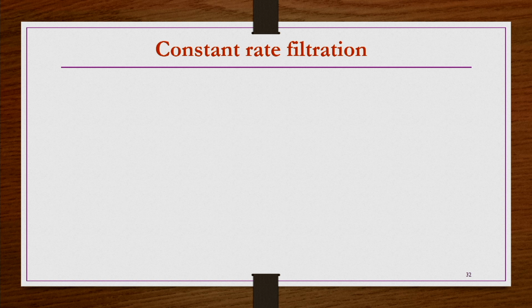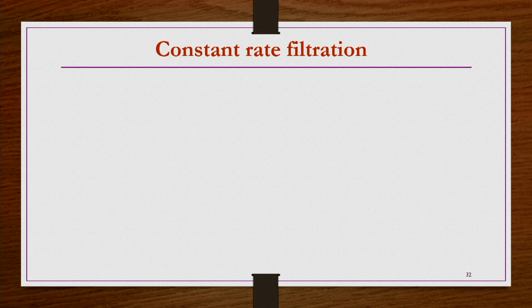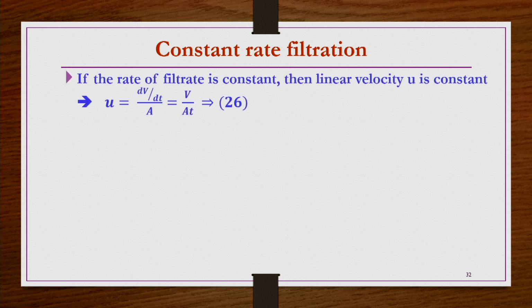So, finally, constant rate filtration. The previous two cases we have covered are constant pressure filtration for batch and continuous processes. Now, we are going to have equations or principles of constant rate filtration under the category of cake filtration. Though it is very rare, we need to have these equations.